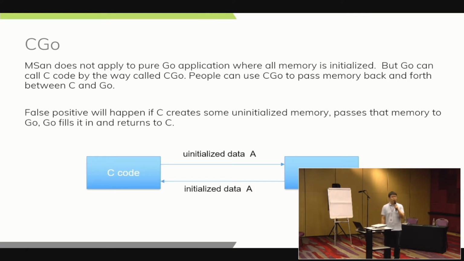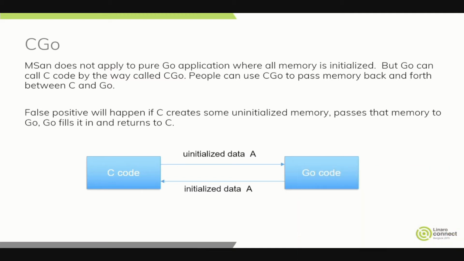What I talked about is the basic knowledge about the MSan algorithm. Next, I will talk about the implementation of how I enabled MSan in Go. Before that, I will try to explain why Go needs MSan. Actually, MSan does not apply to pure Go because the memory in pure Go is all initialized.